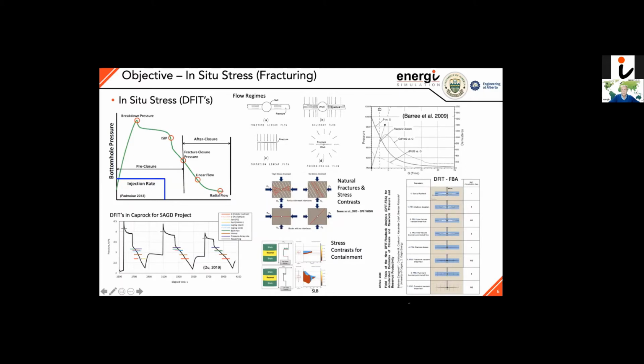There's stuff that is sensitive to issues around natural fractures and stress contrast for containment. A bit of a shout out to some folks at the University of Calgary who've even come up with a thing called DFIT FBA, which is a flowback analysis technique that takes advantage of rate transient analysis. So a great deal of work done in here. This wasn't what we were focused on.